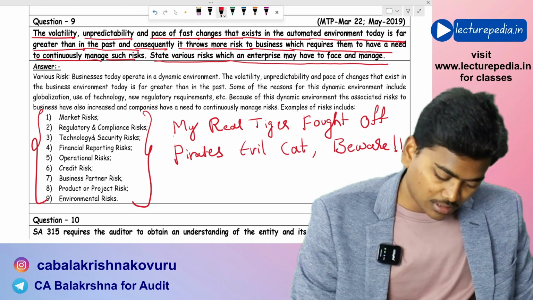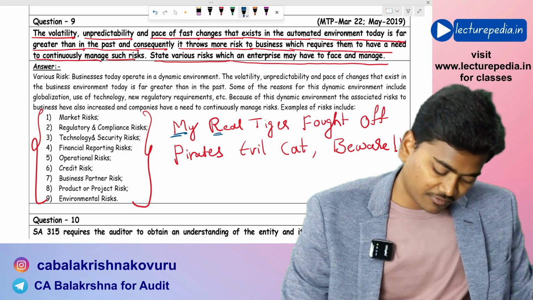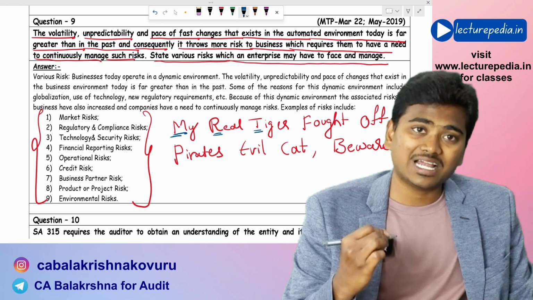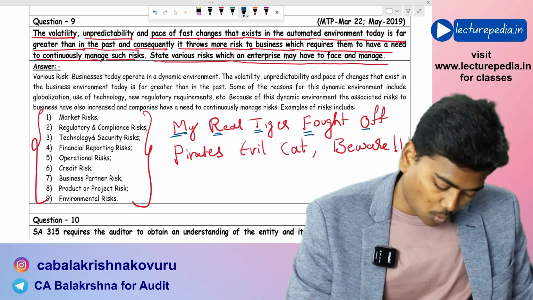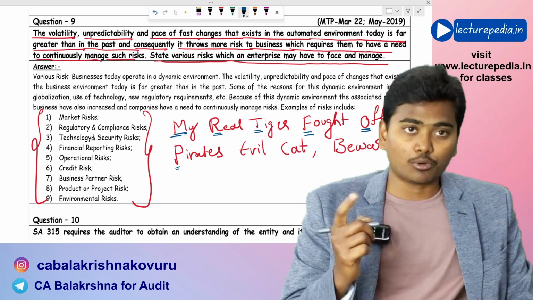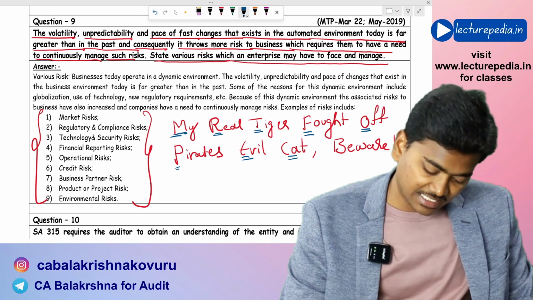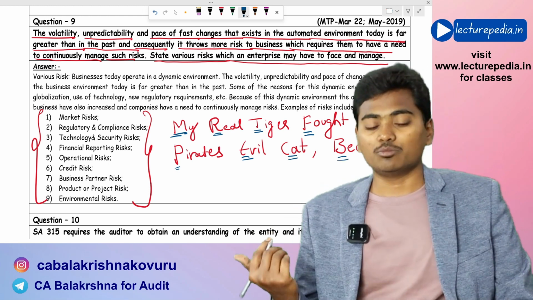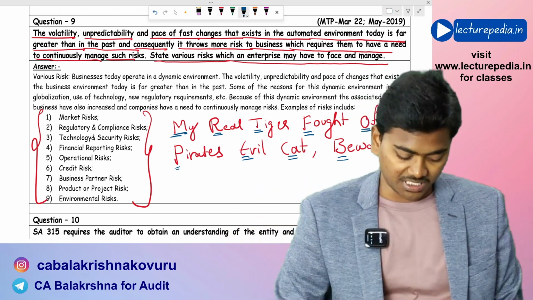Now here, M for market risk, R for regulatory and compliance risk, T for technology and security risk, F for financial reporting risks, O for operational risk, P for product or project risk, E for environmental risk, C for credit risk, B for business partner risk. With the help of this mnemonic, you can remember all these risks. Hope that is clear.